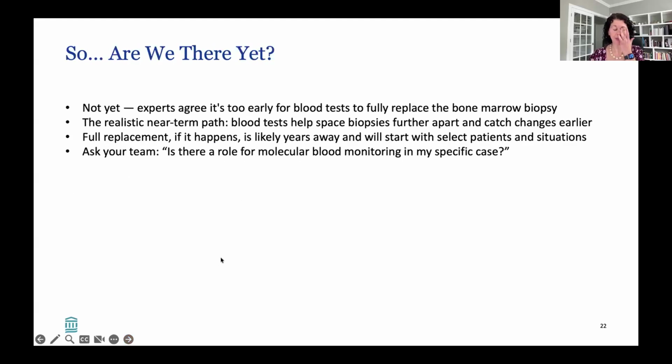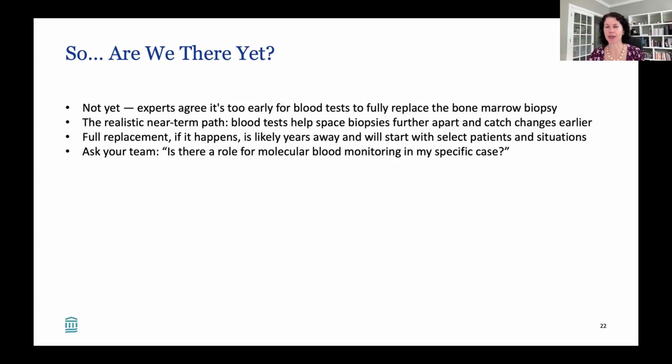So are we there yet? Can we give up on the bone marrow biopsies? Not quite yet. I think there are definitely scenarios where we just don't need them. But I do think that in the near future, because of more sophisticated, fancier tests, we'll be able to either space biopsies further apart or give them up altogether. So hopefully in the future, we'll be able to say, remember when we used to do bone marrow biopsies?